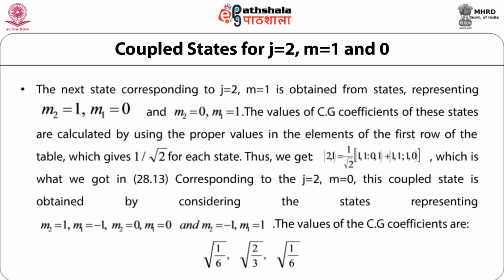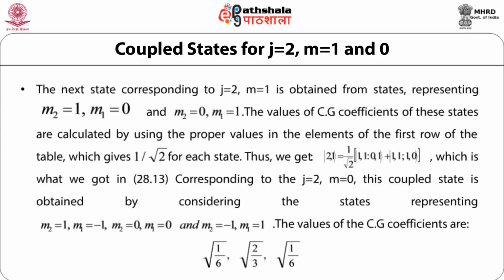Now the values of the Clebsch-Gordon coefficients of these states are calculated by using the proper values in the elements of the first row of the table that we have for the Clebsch-Gordon coefficients. If we put in these values in that table, then we get the final value of the Clebsch-Gordon coefficient to be 1 by root 2 for the state m2 equal to 1 and m1 equal to 0. Also the value comes out to be 1 by root 2 for the state m2 equal to 0 and m1 equal to 1.